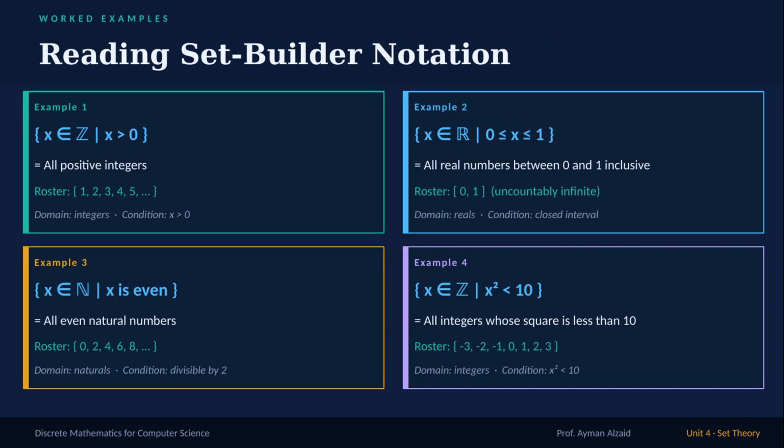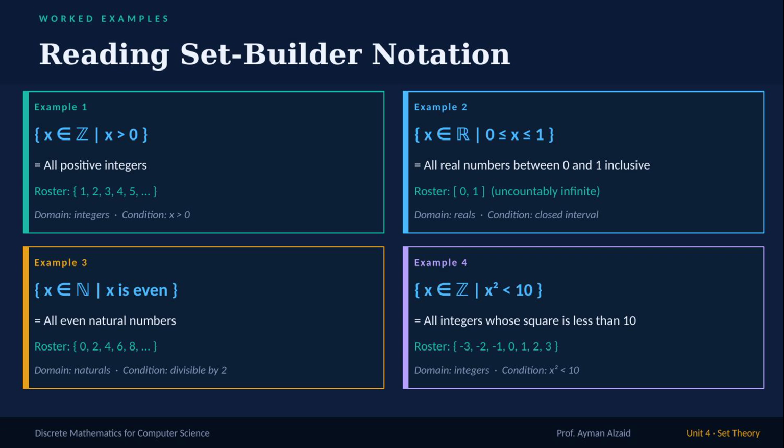Let's work through 4 examples going from set builder to roster form. Example 1. The set of x in the integers such that x is greater than 0. Domain is integers. Condition, x must be positive. Roster form: 1, 2, 3, 4, 5, and so on.